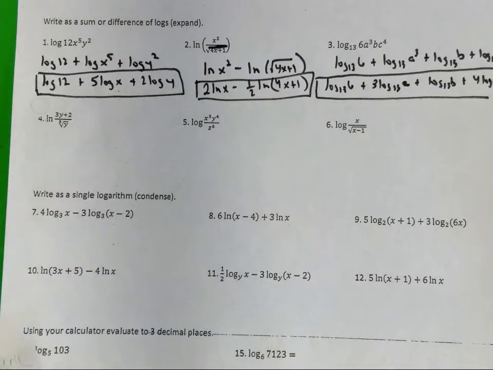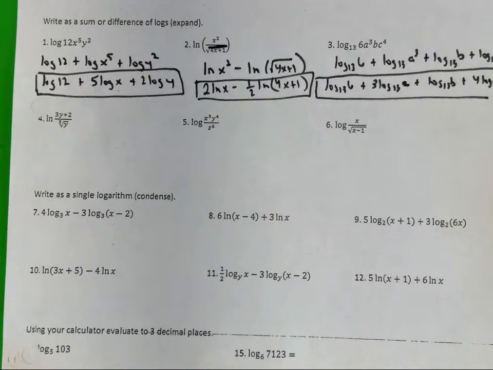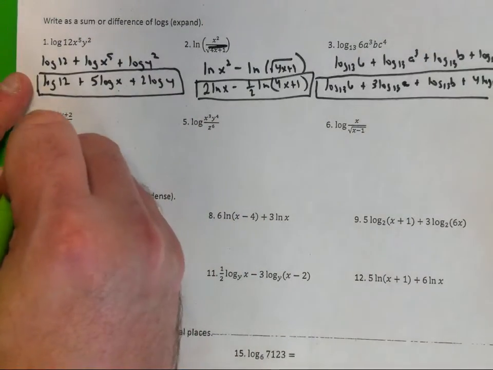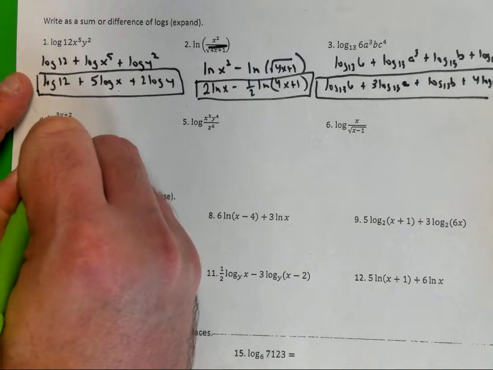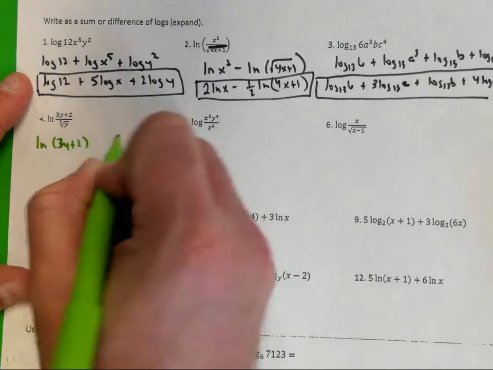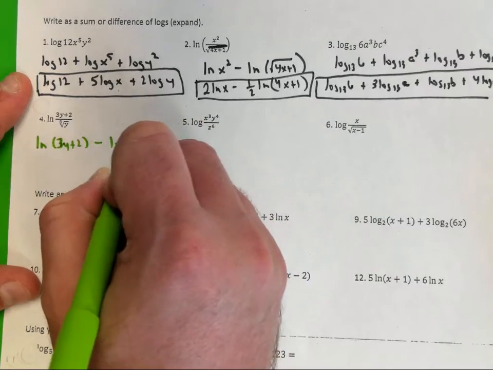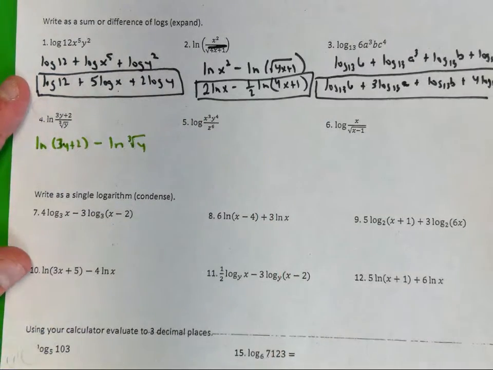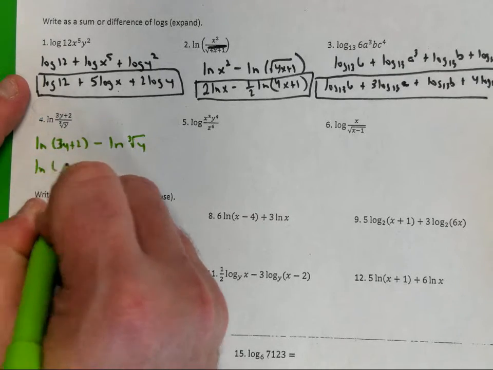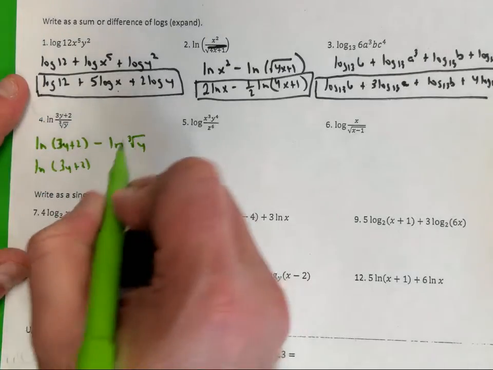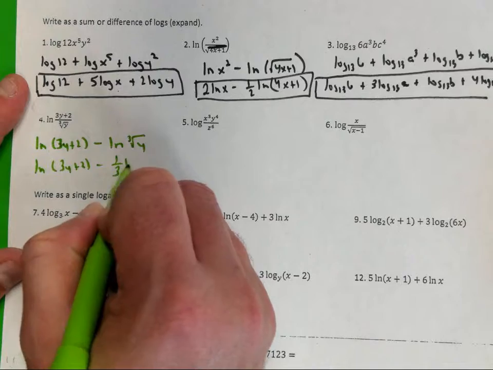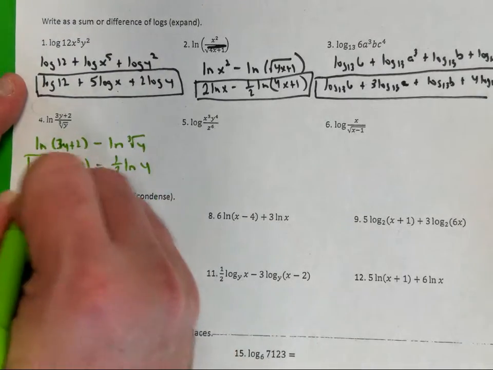Number 4. Can you split the 3y plus 2 up? No. So I would do natural log of 3y plus 2 minus the natural log of the cube root of y. Now, how are you going to respond to that cube root of y? Put a 1/3 out there, natural log of y, and that would be your answer.